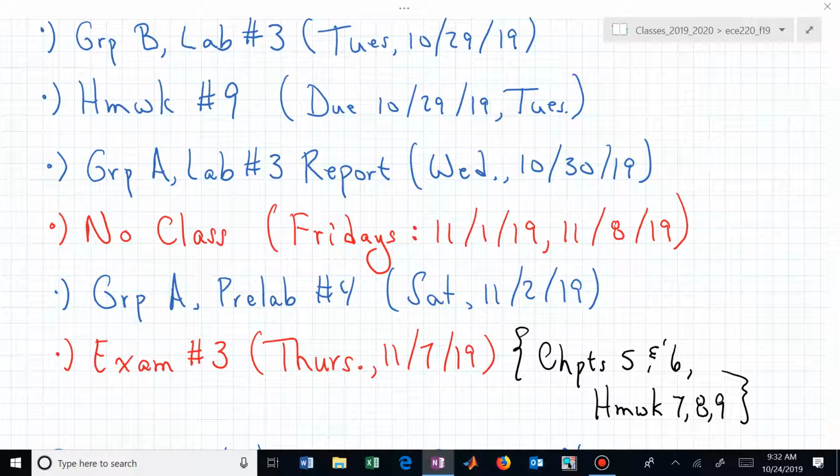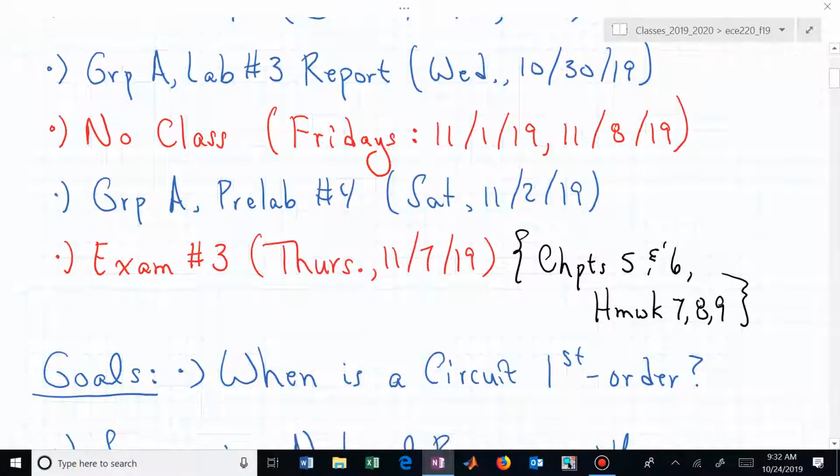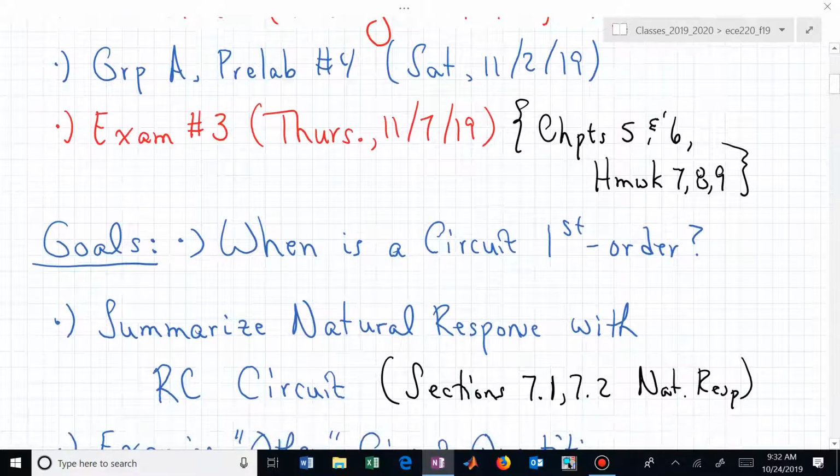Meaning, Group A, your pre-lab number 4 is due on homecoming, Saturday. You can work ahead. You're going to have an extra day to do it on Friday the 1st. But exam number 3 is 2 weeks from today. We just keep sequencing through these exams. But we don't want to forget the labs, correct?